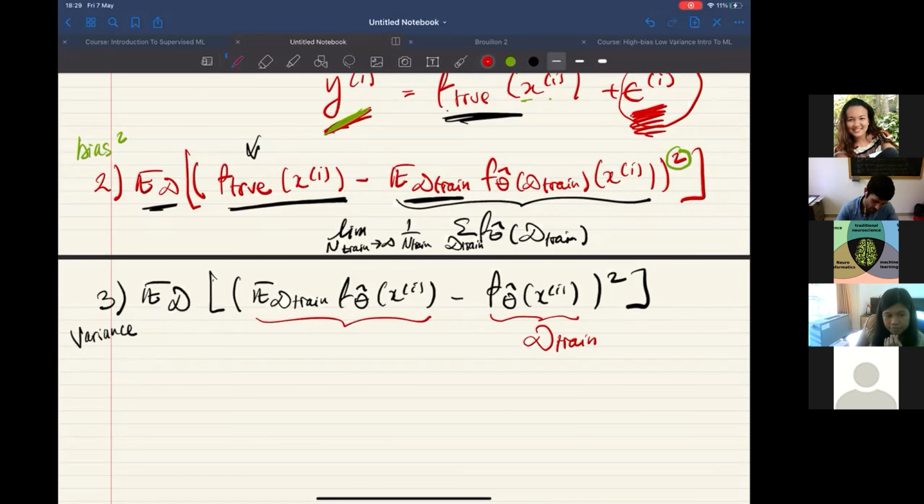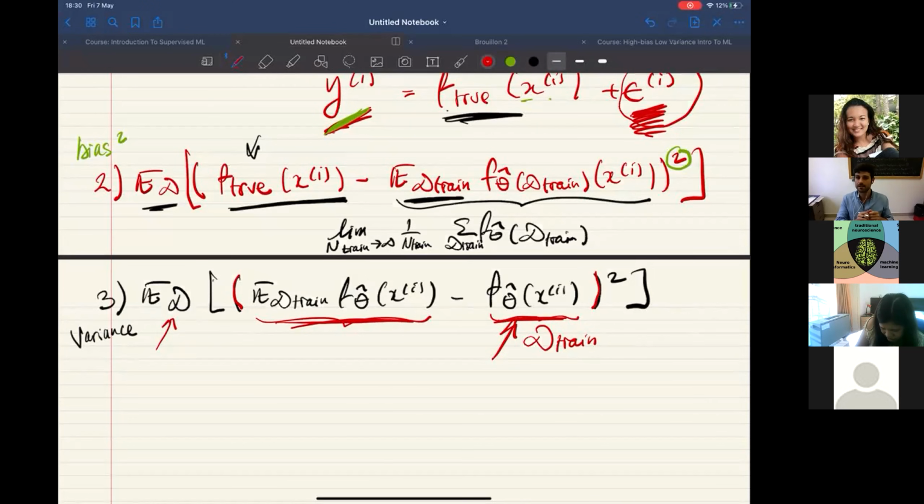And you see that here we are computing the square deviation between this random variable and its expectation. So this defines a variance. And this quantifies the fluctuations of your predictions due to finite sampling, due to the fact that you have a finite amount of data and that it is noisy.